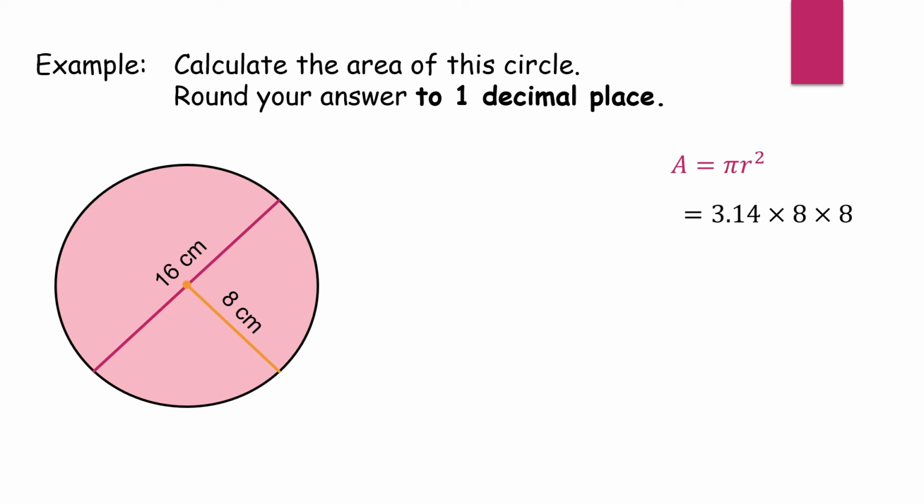I'm replacing the pi with 3.14. I'm going to have to type in multiplied by 8 multiplied by 8 for my r squared, and that's going to give me a value of 200.96. If I round my answer to 1 decimal place, remember the 6 is going to round that 9 up to a 10, so the units column is going to change as well, and I must leave that 0.0 in my final answer because the question asks me to round it to 1 decimal place. So my answer is 201.0 squared centimeters.